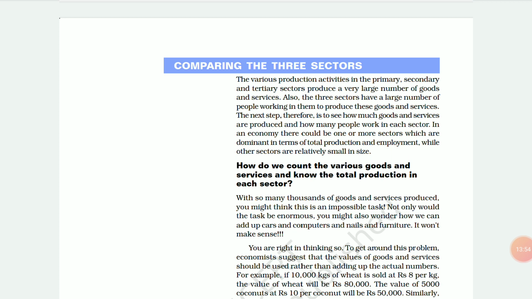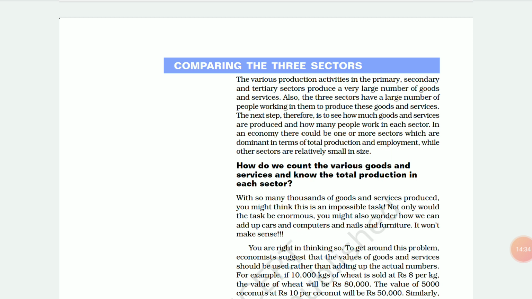The next step, therefore, is to see how much goods and services are produced and how many people work in each sector. In an economy, there could be one or more sector which are dominant in terms of total production and employment, while other sectors are relatively smaller in size. So, one thing can be possible. It is not that all the three sectors will produce 33.33%. Rather, some sector will produce more. Will contribute more to the GDP. Some will contribute less to the GDP. Some will employ more number of people, and others will employ less number of people.